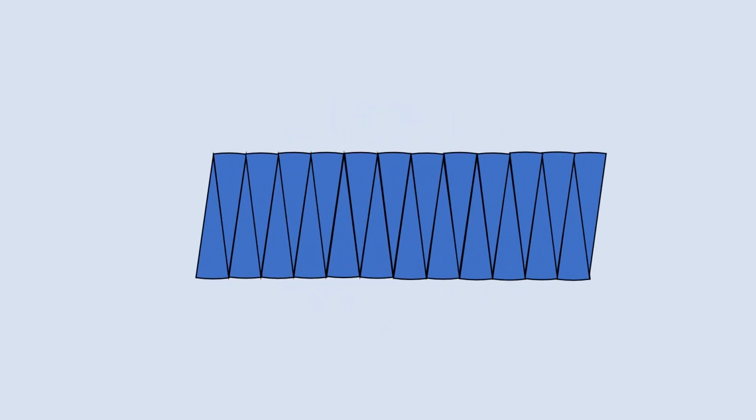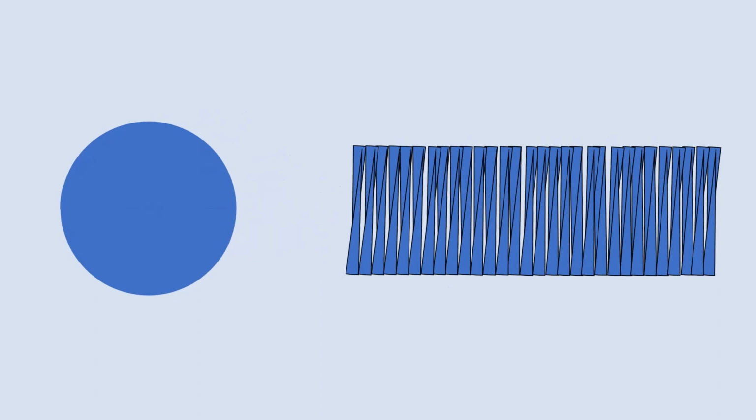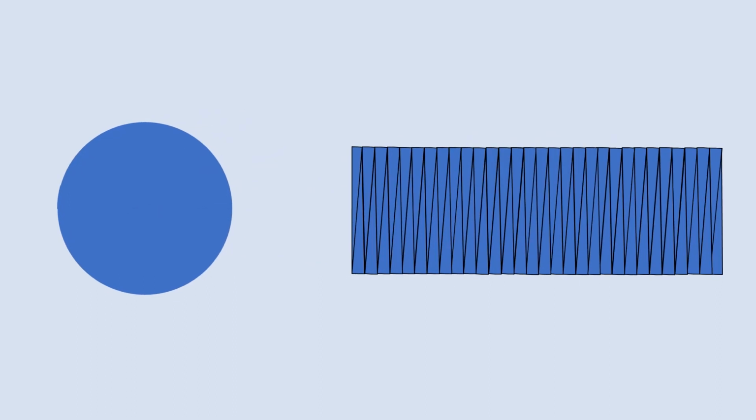If we divide the circle into small sections, we can arrange them in rectangle-like shape. But if we divide it into even smaller sections, we get a more accurate rectangle. The smaller the sections, the finer the rectangle will be.